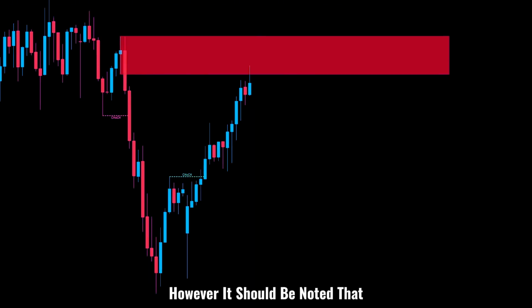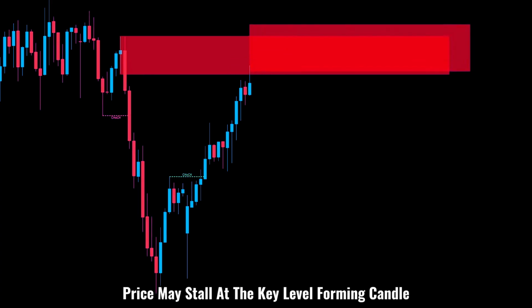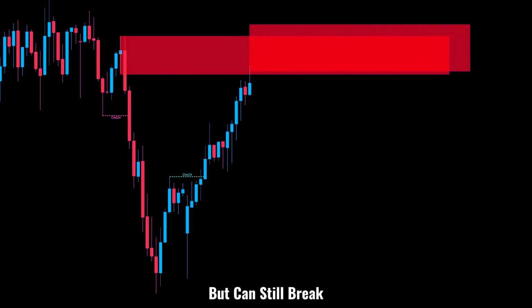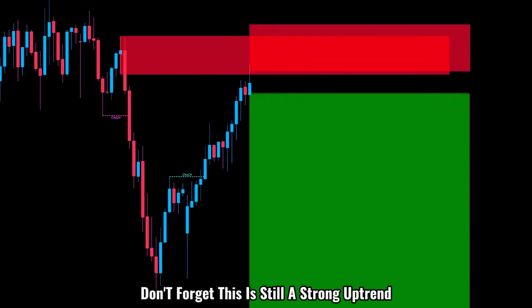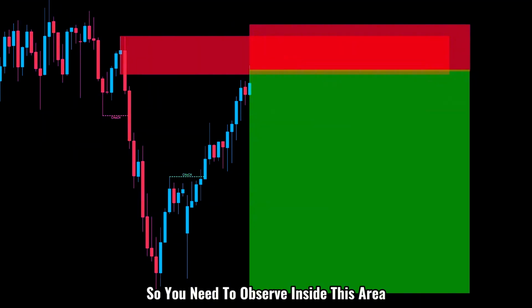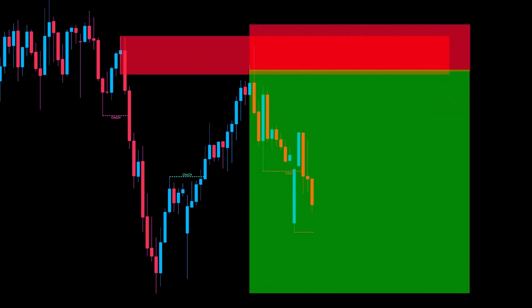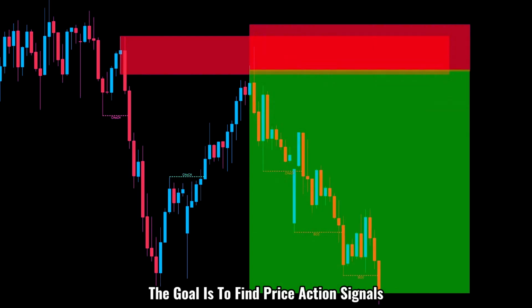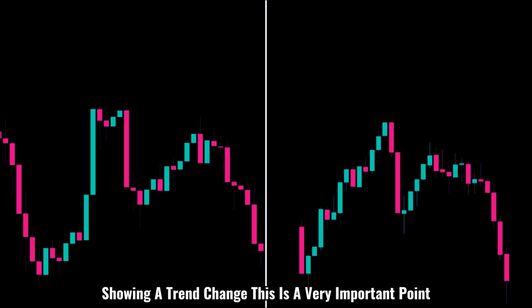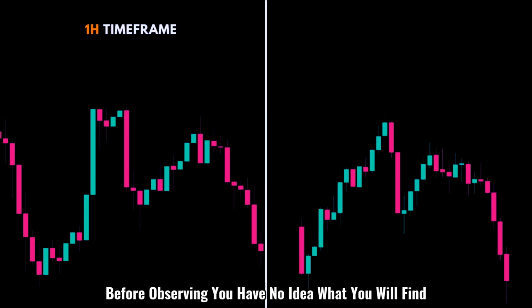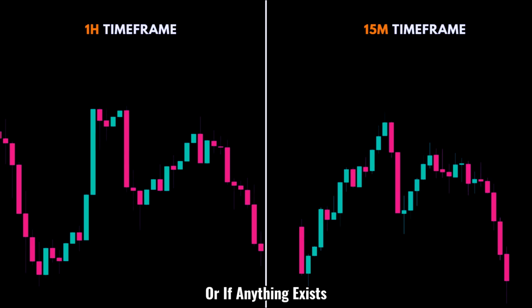However, it should be noted that a price reaction at this level does not mean a trade order. Price may stall at the key level, forming a candle, but can still break. Don't forget, this is still a strong uptrend, so you need to observe inside this area. On smaller time frames, the goal is to find price action signals showing a trend change. This is a very important point. Before observing, you have no idea what you will find or if anything exists.